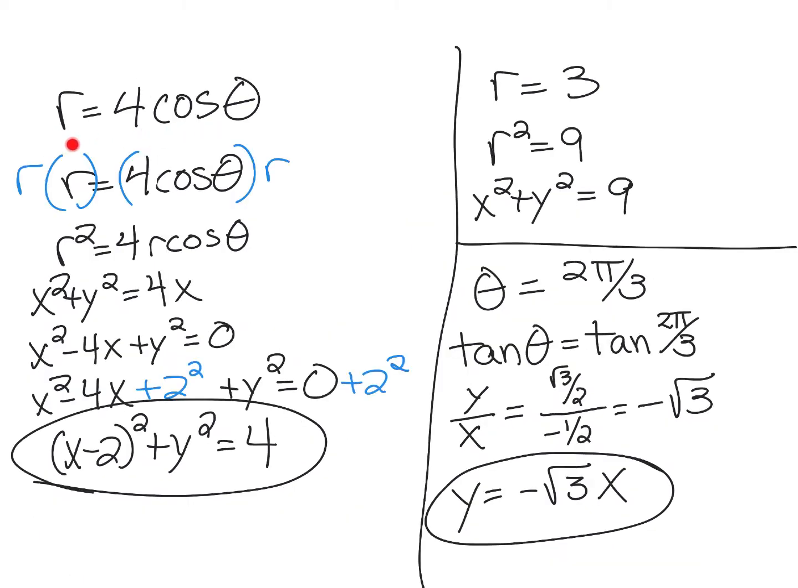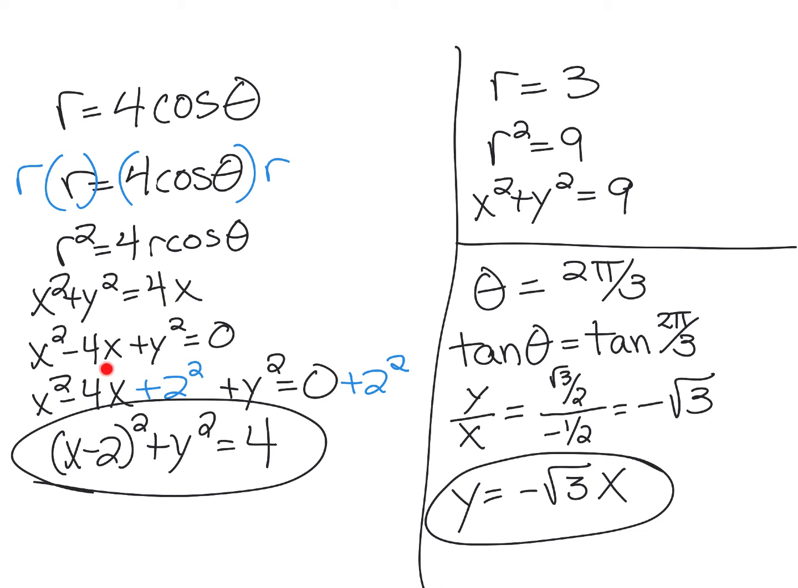Okay, here's a special case. We know that x is r cosine theta. So if I multiply this equation both sides by r, I get r squared, which is x squared plus y squared. And now r cosine theta gets replaced with an x. So now I've eliminated all of my r's and thetas, but this isn't very pretty, right? And what the heck does that graph look like?